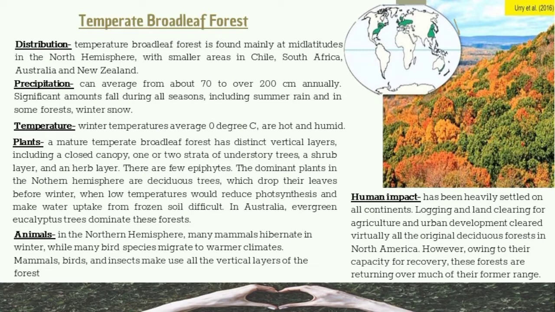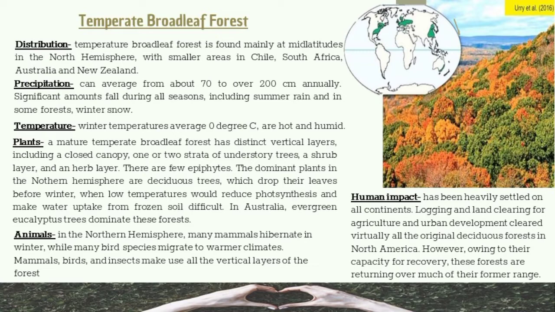So mostly you can find a closed canopy of these tall trees as what I have shown you a while ago. The tall trees provide coverage or canopy over the rest of the forest floor. Among animals, the mammals that can survive here are mostly the ones capable of hibernating during winter. And bird species that stay here actually migrate to warmer areas during winter.